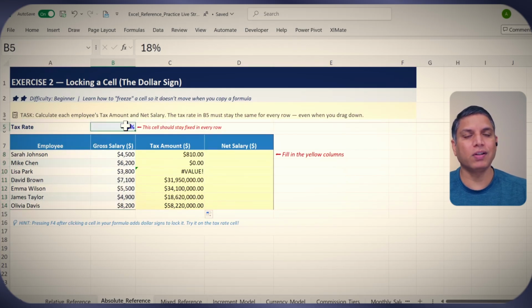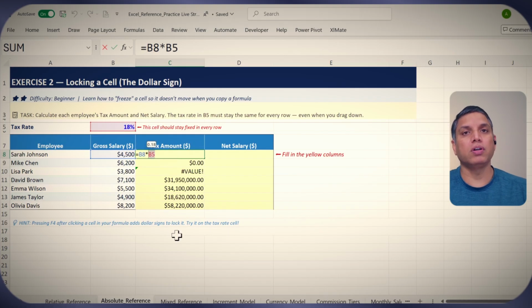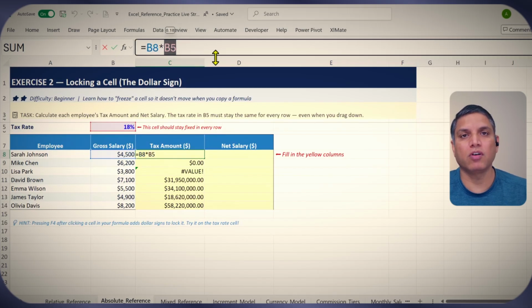Because the tax rate is written in only one single cell, B5. So B5 should not be moving and B8 should be moving, because B8 is the salary of a particular person currently, so it should change to the next person, so it should move down. Okay, so we will freeze this portion of the formula, the portion which we want to fix.